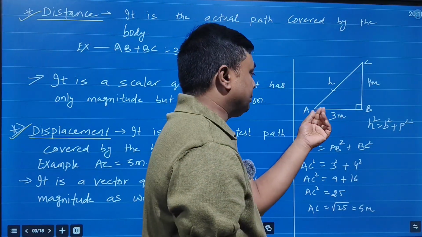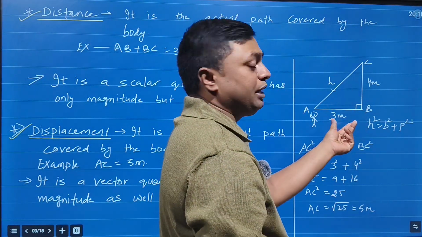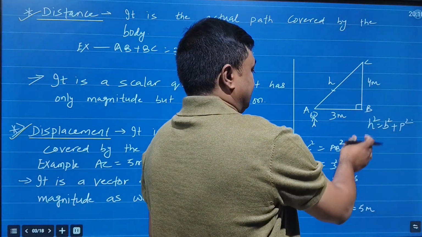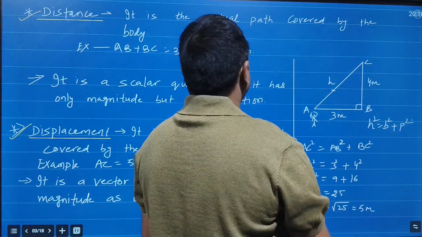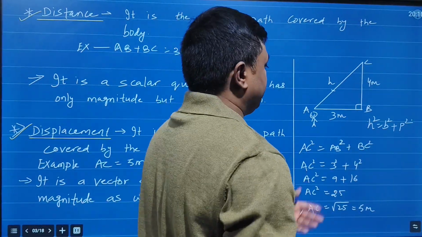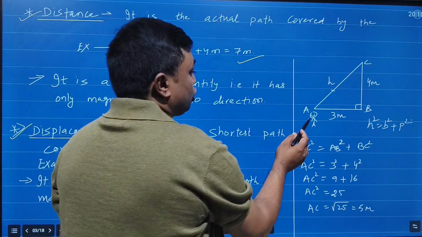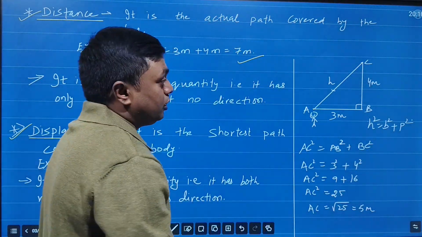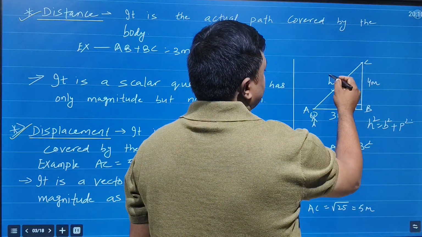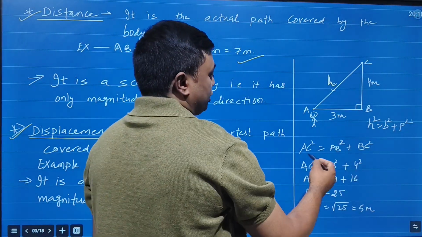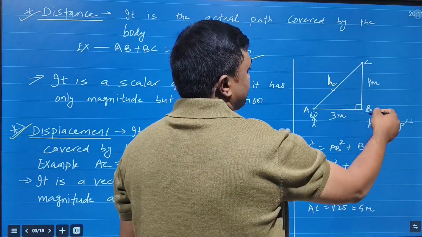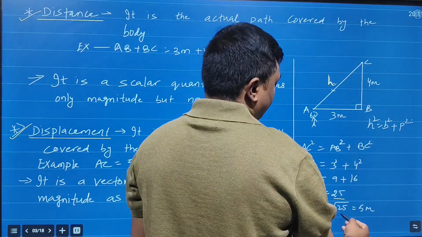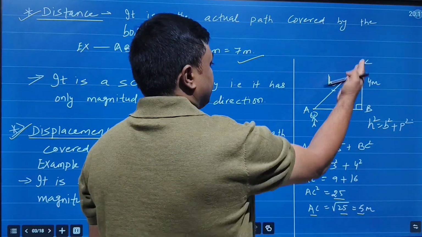Now you can see, suppose a person has travelled A to B 3 meter, then B to C 4 meter. So what is the distance? Distance is nothing but AB plus BC, that is 3 plus 4, that is 7 meter. When we talk about the displacement, the shortest path from the initial point to the final point is AC. It is the shortest path. If this is a right angle triangle, this is the hypotenuse. Applying the Pythagoras theorem, AC square is equal to AB square plus BC square. If you solve this, AC square will be 25. So AC is equal to square root of 25, which is 5 meter. Is it clear?